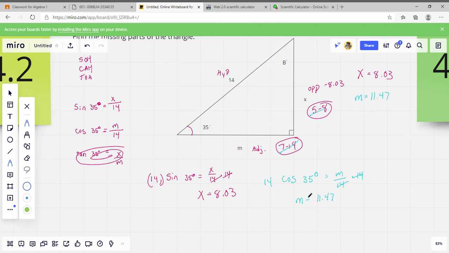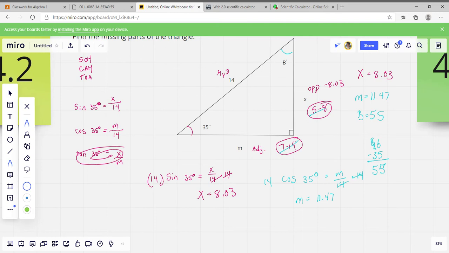So m equals 11.47. All right, and we still didn't figure out b right here, this angle. We know that all of the angles equal 180. There's 90, so these two together have to equal 90. So 90 minus 35 is 55. I'm going to double check all this, make sure I got it right, but it looks right.